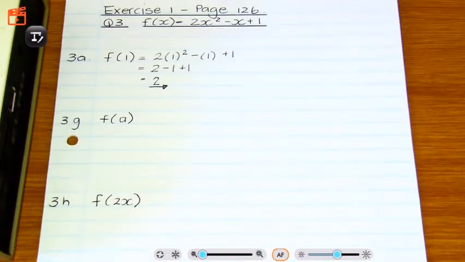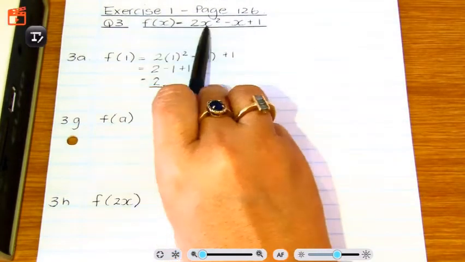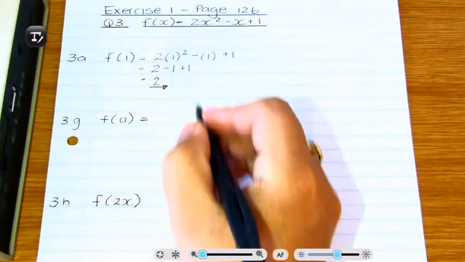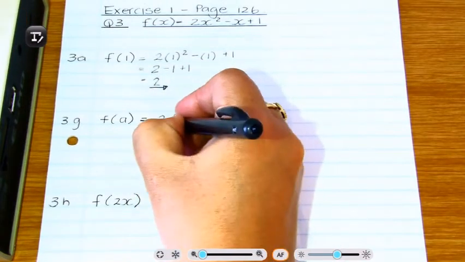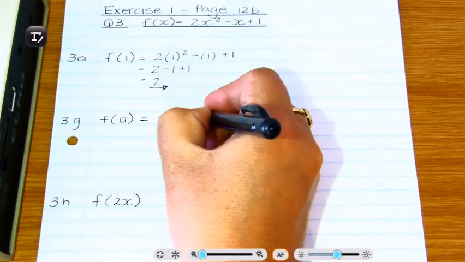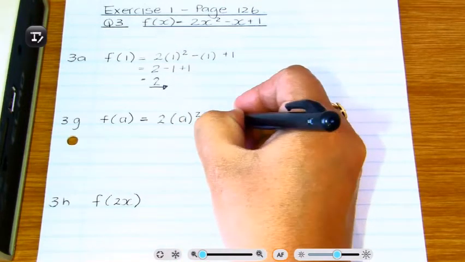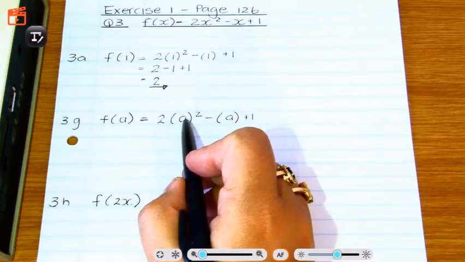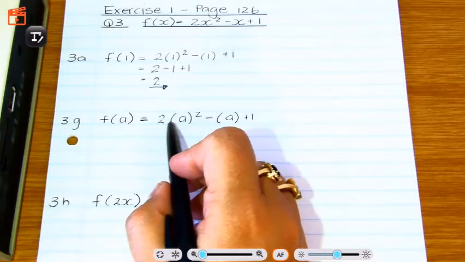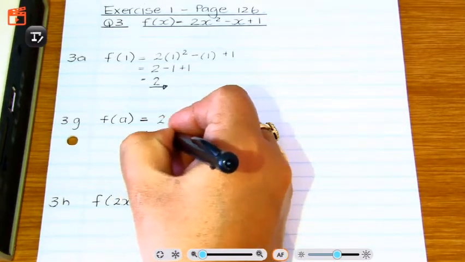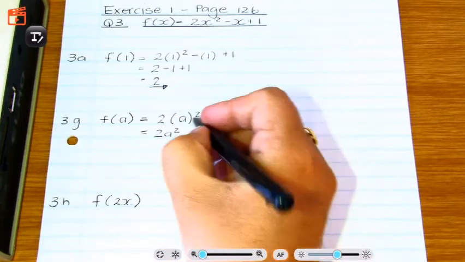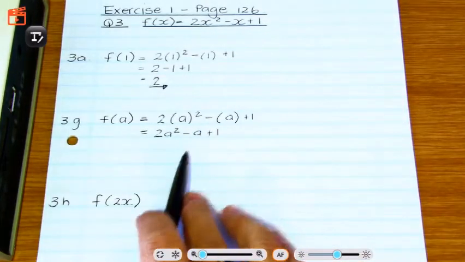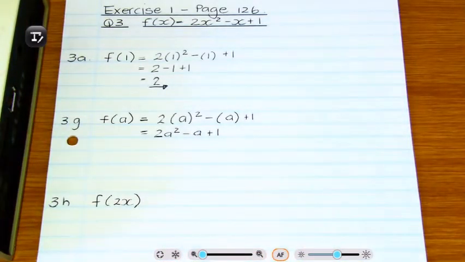The next one, 3g, they've asked us to work out f of a. Wherever we see an x, we replace it with an a. Exactly like the first one, we say 2, instead of x, I'm going to put an a, close bracket, squared, minus, instead of x, an a, plus 1. I've got a times a, which gives me a squared, and 2 times a squared gives me 2a squared, minus a, plus 1. You can see there are no like terms there, so we can't take that any further.